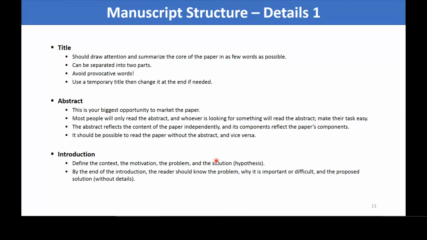Usually the solution will be either the hypothesis in some disciplines. In engineering, we usually call them the objective of the paper. And of course, in the paper, this will fit in a single section. In a thesis, for example, this will fit in a chapter. So in chapter 1, there will be a section for the motivation, a section for problem statements, a section for objectives, and so on and so forth. So by the end of the introduction, that's the main point.